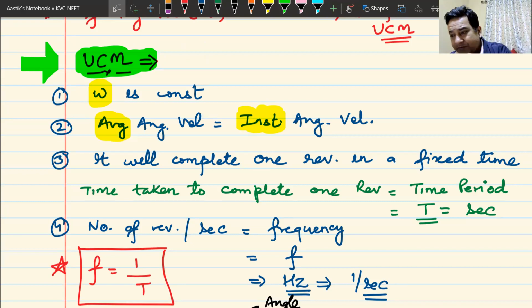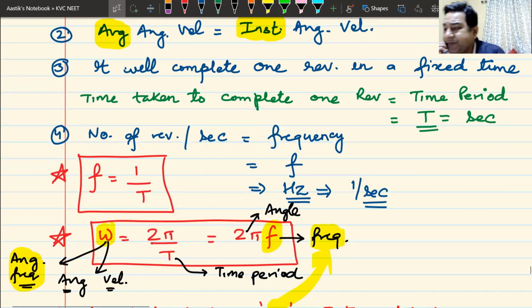In case of a uniform circular motion, we had also seen that it will always complete one circle in a fixed time, one revolution in a fixed time. That fixed time is known as the time period of uniform circular motion and is denoted by the letter T. I hope you remember the letter T, capital T, time period.